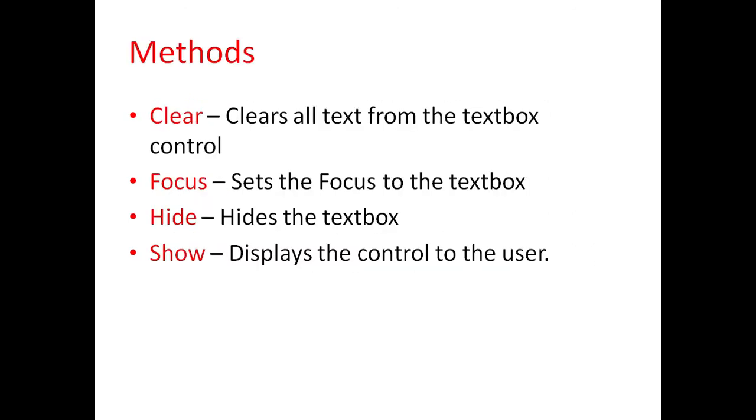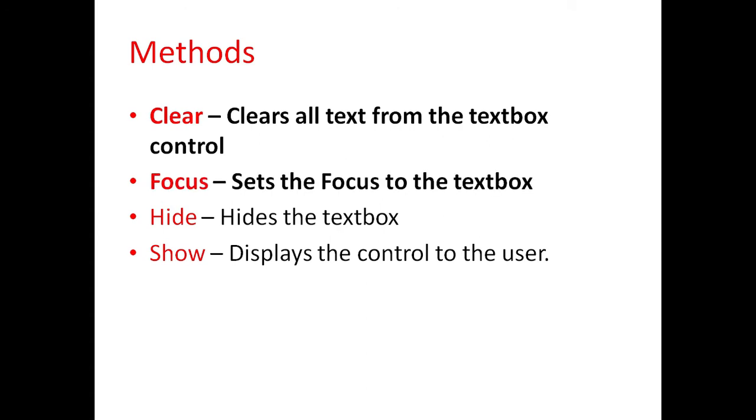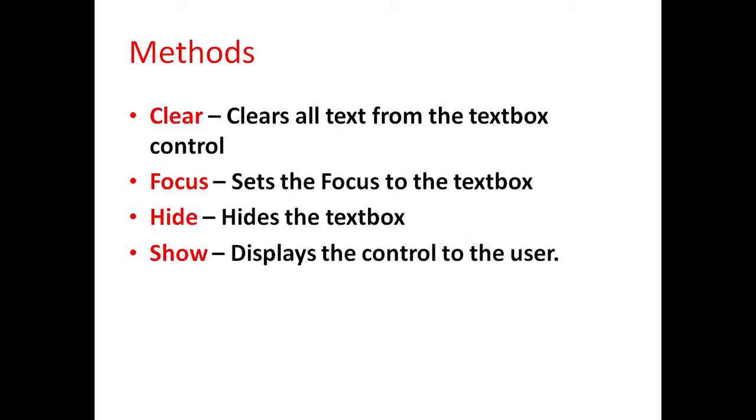Different methods for text box controls are: clear, which clears all text from the text box control. Focus method is used to set the focus to the text box. Hide method is used to hide the text box. And show method is used to display the control to the user.